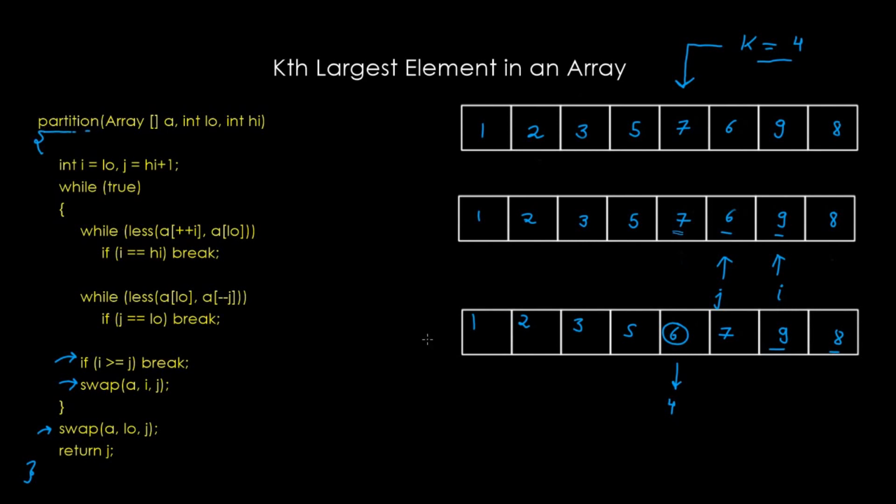For example, suppose we wanted to find the second largest integer which is 8, and initially if 8 was located here, in that case during the first iteration or during the first call of this partition function we will have 8 at its correct position.